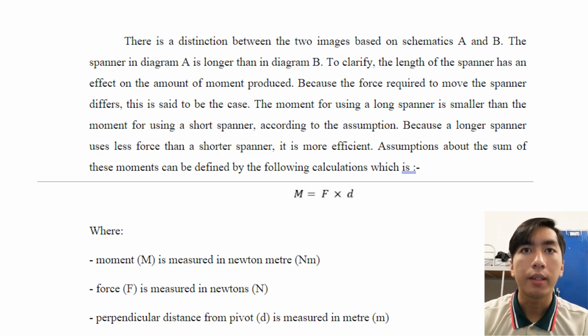According to the assumption, because a longer spanner uses less force than a shorter spanner, it is more efficient. The moment can be defined by the following calculation: M equals F multiplied by D. M represents moment, which is measured in Newton meter. F is force, which is measured in Newton, while D is the perpendicular distance from the pivot, which is measured in meter. That's all from me. Thank you.